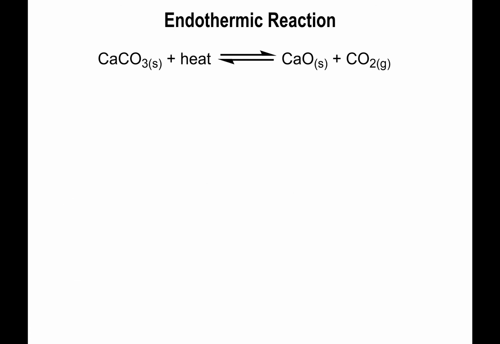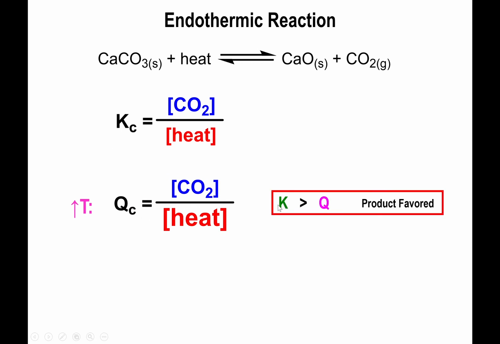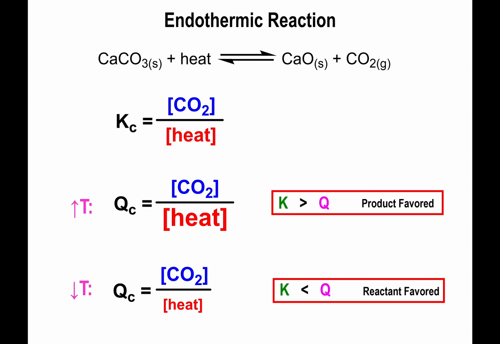In an endothermic reaction, however, the heat is being absorbed, so the heat's actually on the reactant side. And so it will now appear in the denominator of your fraction. If you increase the temperature, you will end up increasing the denominator, which will make your Q smaller than your K, and this will favor going to the product side. If you decrease the temperature, you will decrease the denominator. In this case, the Q becomes larger than your K, so you'll become reactant favored.